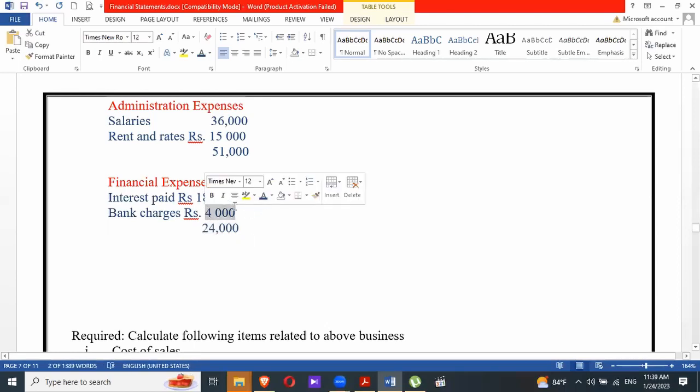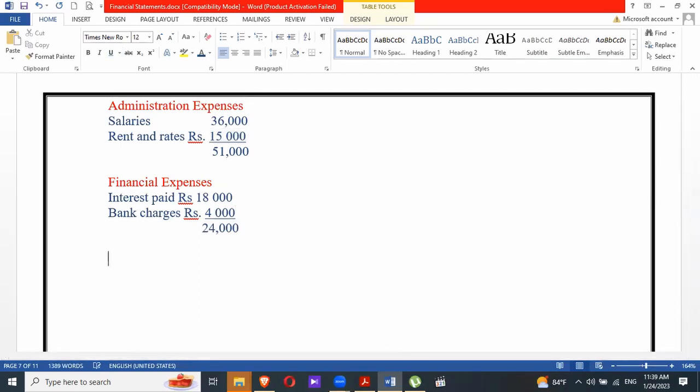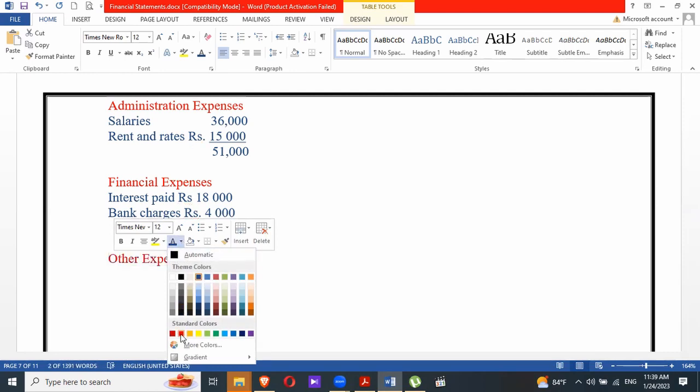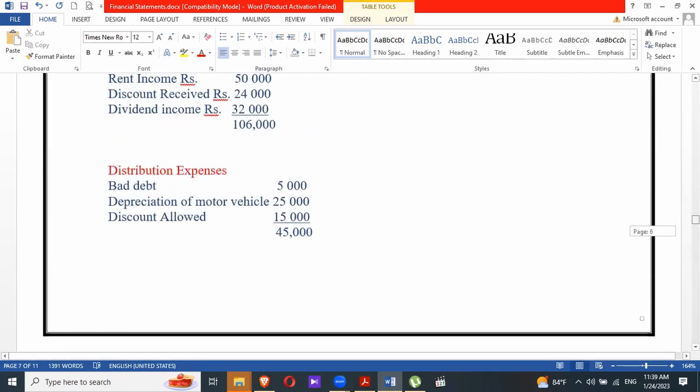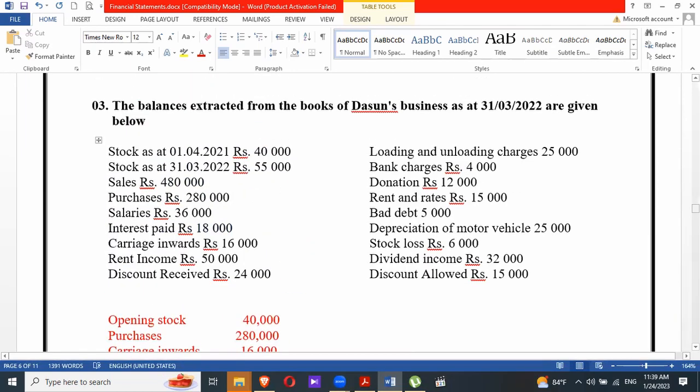Right, now we have already calculated three types of expenses: distribution, administration, financial. Then the last one we are going to calculate is other expenses. Total of other expenses. We'll see what are the other expenses given here.